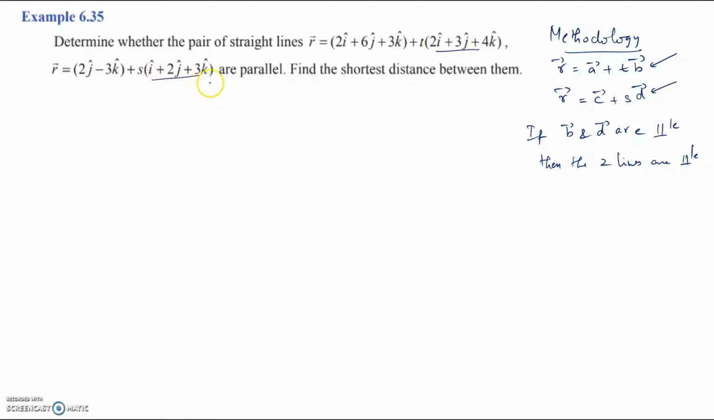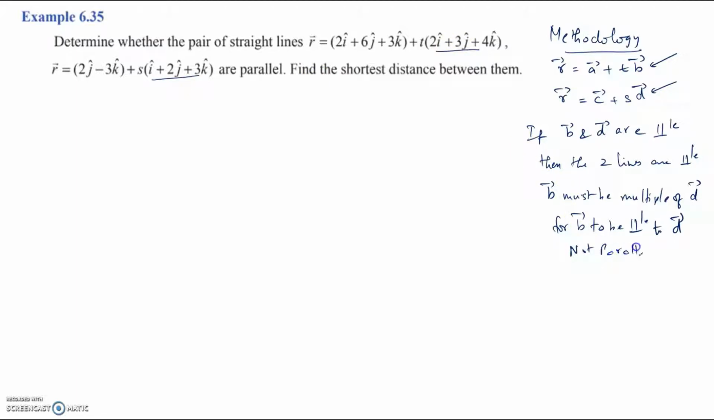So if you compare b and d, we have to see that b must be a multiple of vector d for b to be parallel to vector d. So can you see whether it is a multiple? Now we have a 2 here and we have a 1 here. So let's say 1 times 2. If we multiply this vector d by 2, 1 times 2 will be 2, then 2 times 2 should be 4, but here we have 3. Therefore, these two are not parallel.